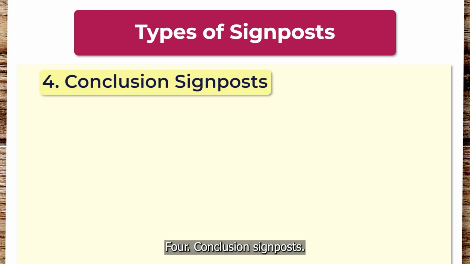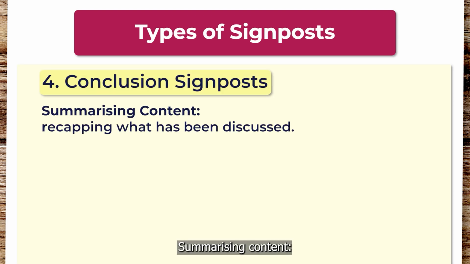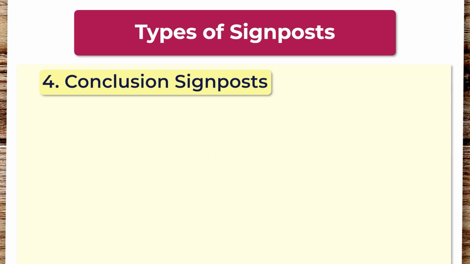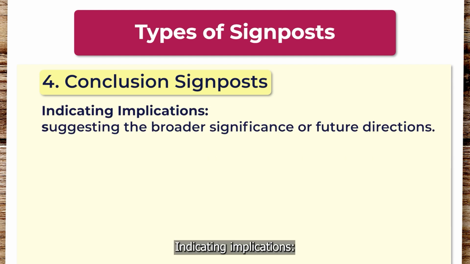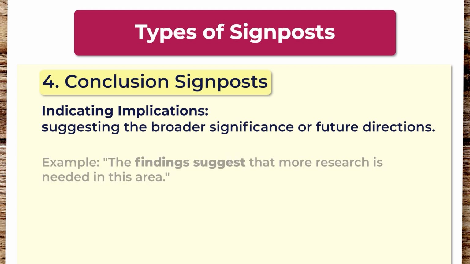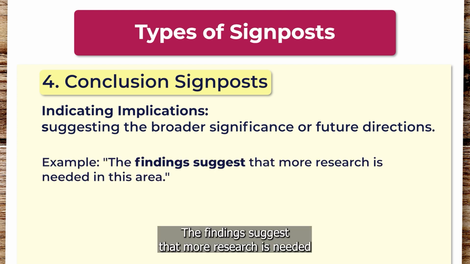4. Conclusion signposts. Summarizing content, recapping what has been discussed. Example: in conclusion, this paper has shown that. Indicating implications, suggesting the broader significance or future directions. Example: the findings suggest that more research is needed in this area.